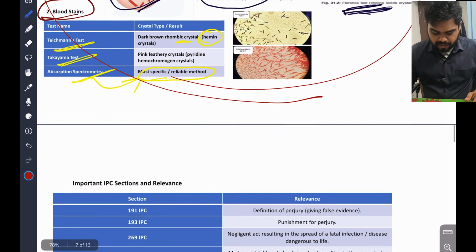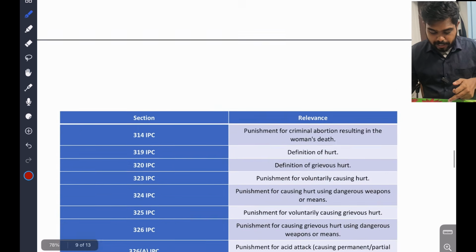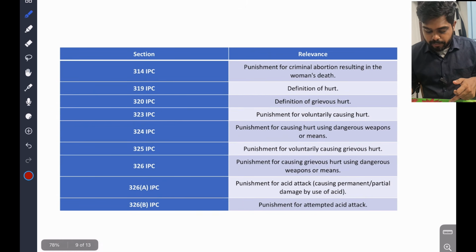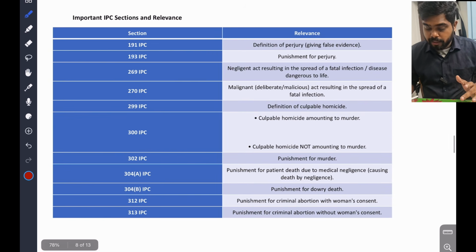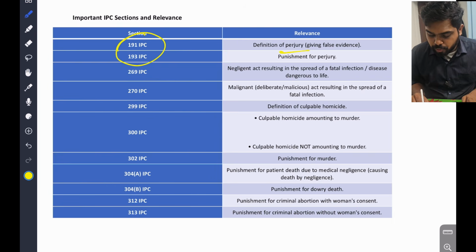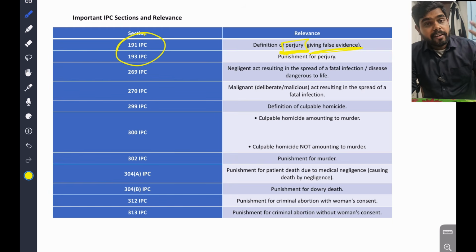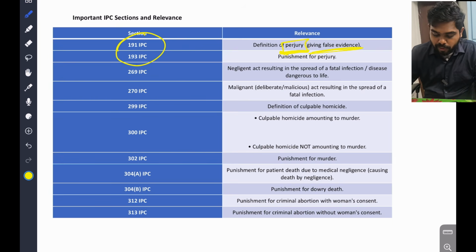Okay. Now we are going to discuss some IPC sections, which are also very important, especially medical termination of pregnancy. They asked multiple times, and we have to know some sections also. Okay. Now we'll see some sections from here. Section 191 and 193 are related to perjury. Giving false evidence. You are a doctor, you are giving false evidence for some other person in a court case.